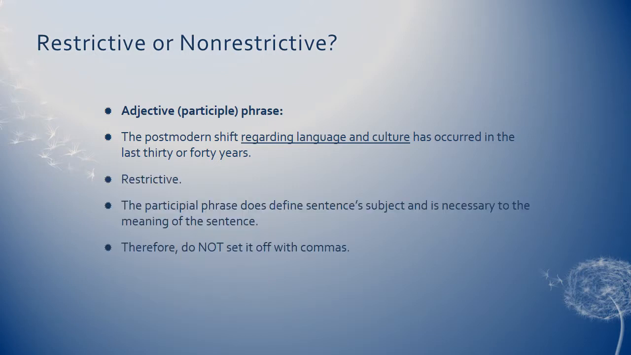Well, this short adjective participial phrase is restrictive, therefore we do not use commas. The postmodern shift regarding language and culture has occurred in the last 30 or 40 years. So the participial phrase helps define what shift we're talking about. The participial phrase does define the sentence's subject and is necessary to the meaning of the sentence. Therefore, writers do not set it off with commas.